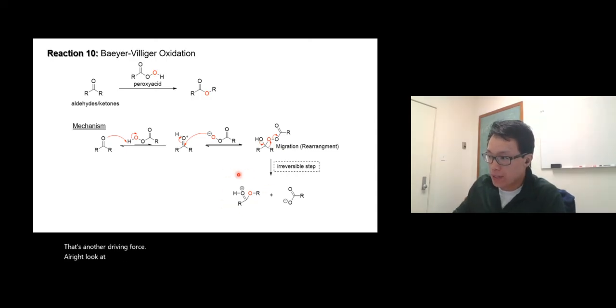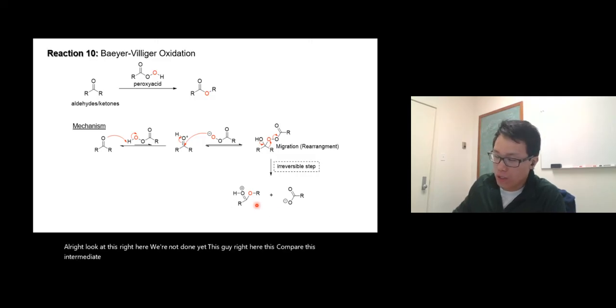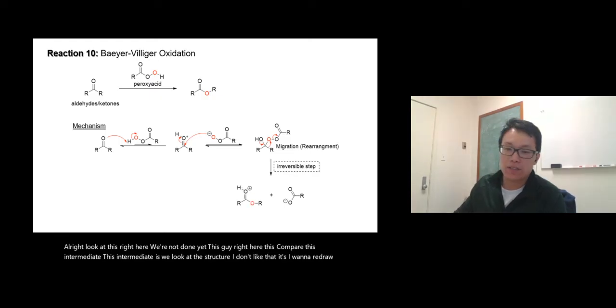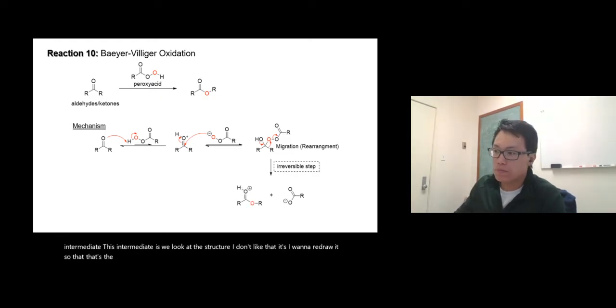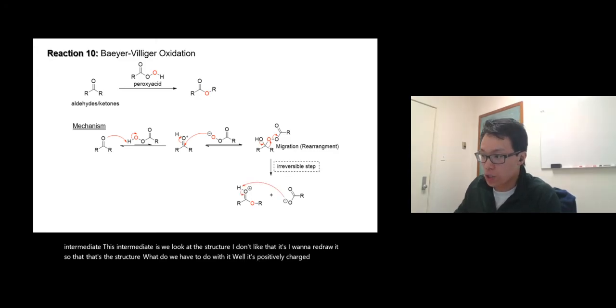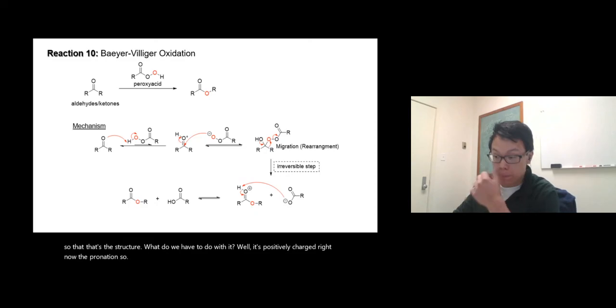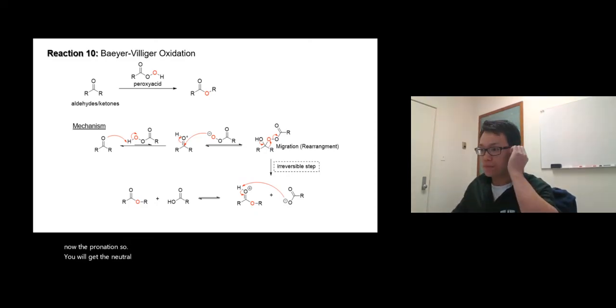Look at this right here. We're not done yet. This intermediate is weird. Look at the structure. I don't like that, so I'm going to redraw it. So that's the structure. What do we have to do with it? Well, it's positively charged right now. Deprotonation, so you would get the neutral compound.